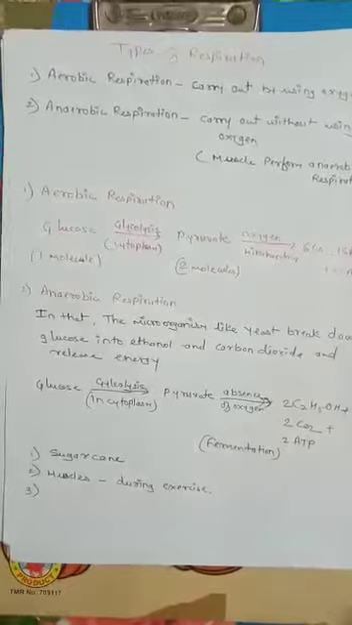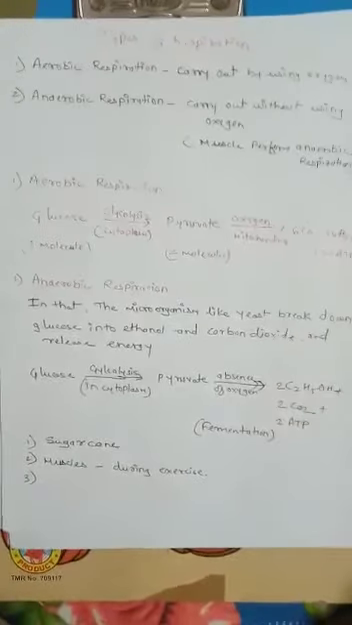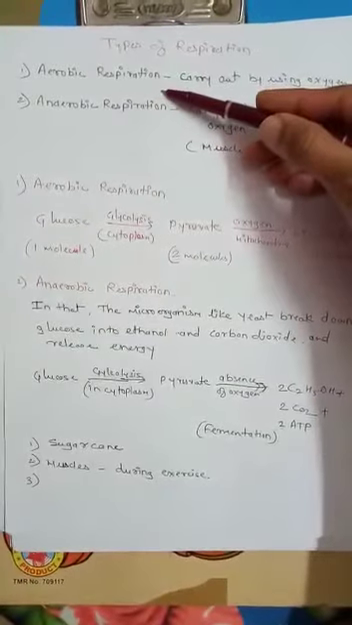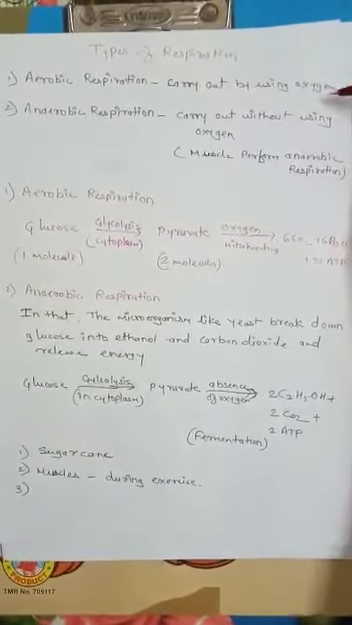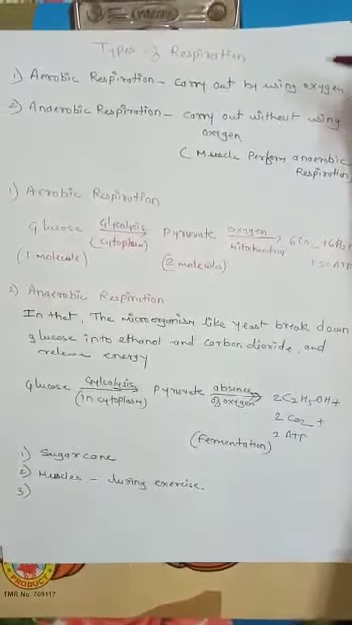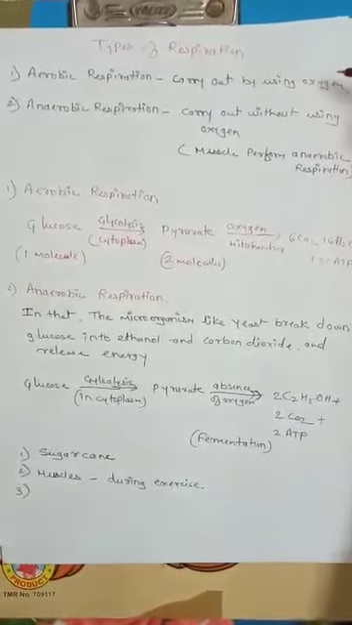Now, next is the types of respiration. Respiration is of two types. One is aerobic respiration and the second is anaerobic respiration. Aerobic respiration is carried out by using oxygen, or we may say that it's carried out in the presence of oxygen.